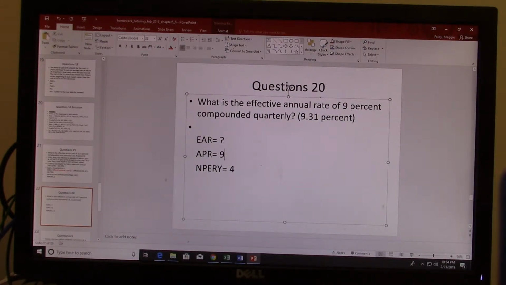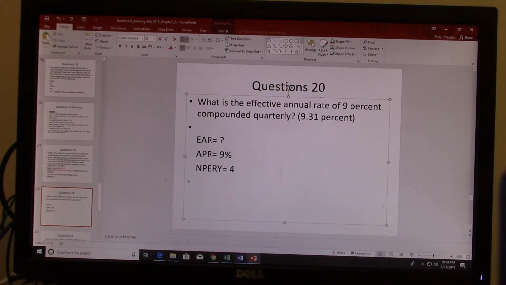So the answer should be 9.31%. Remember, EAR should always be higher than or at least equal to APR. So EAR is 9.31%. Let me show you the math equation.